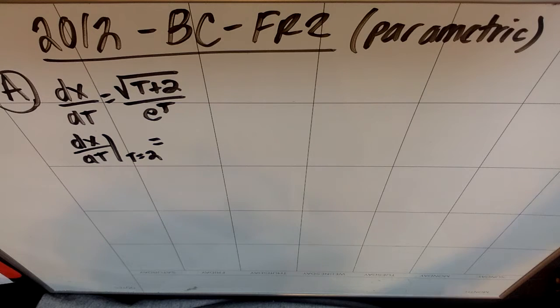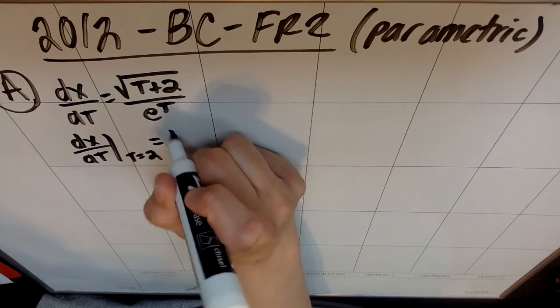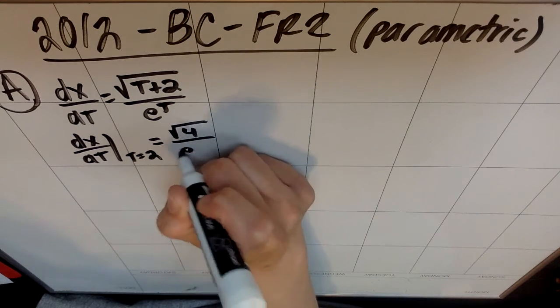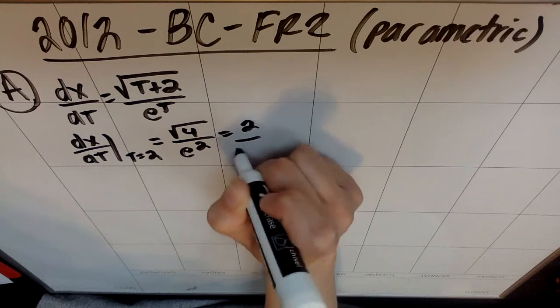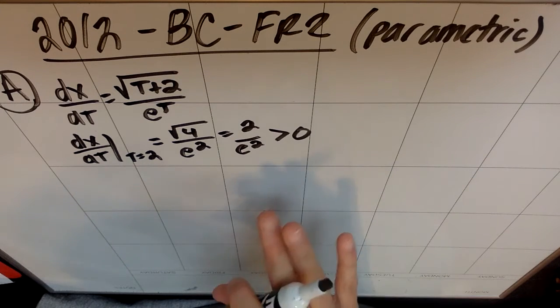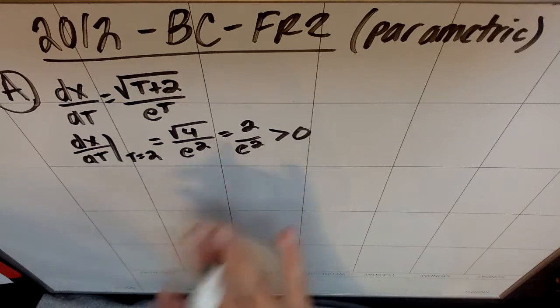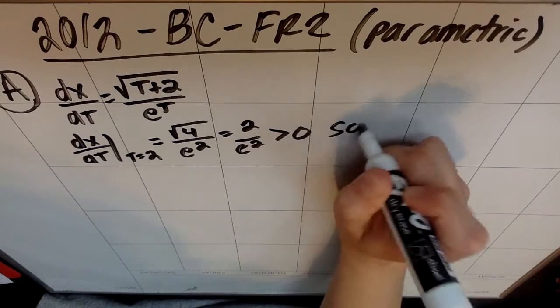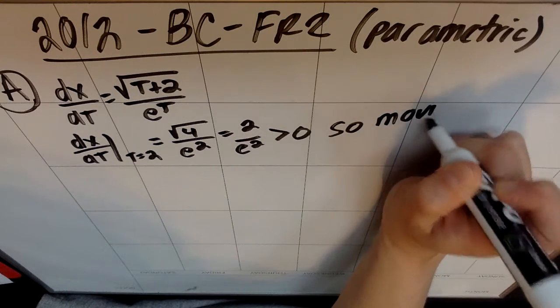Now, it is a calculator permitted section, so you could definitely type this in your calculator and find a decimal answer. I would argue here it's easier to just plug in and get root 4 over e squared. You get a 2 over e squared, which is definitely positive. It's not a 2 over 9, but it's kind of like a 2 over 9 if your brain is trying to quantify this value. So we get a positive value. Since that value is positive, this thing is moving right.